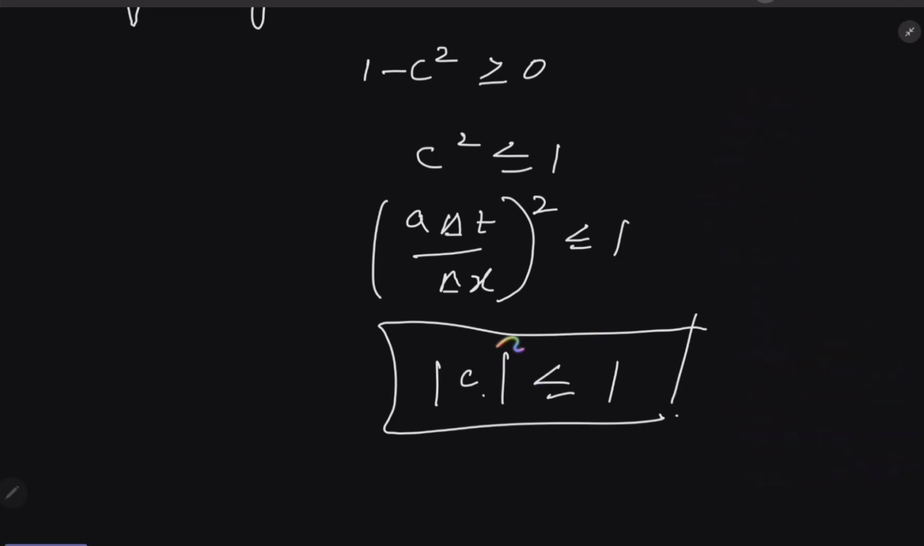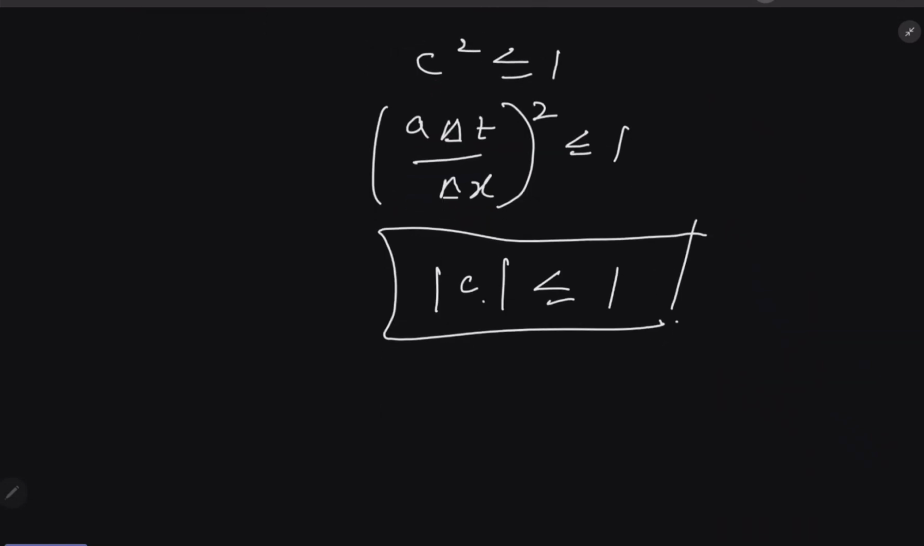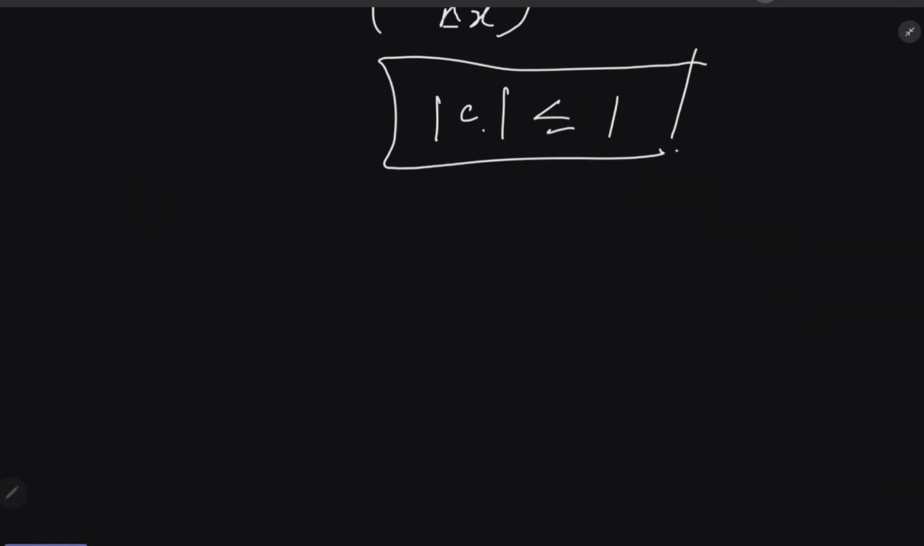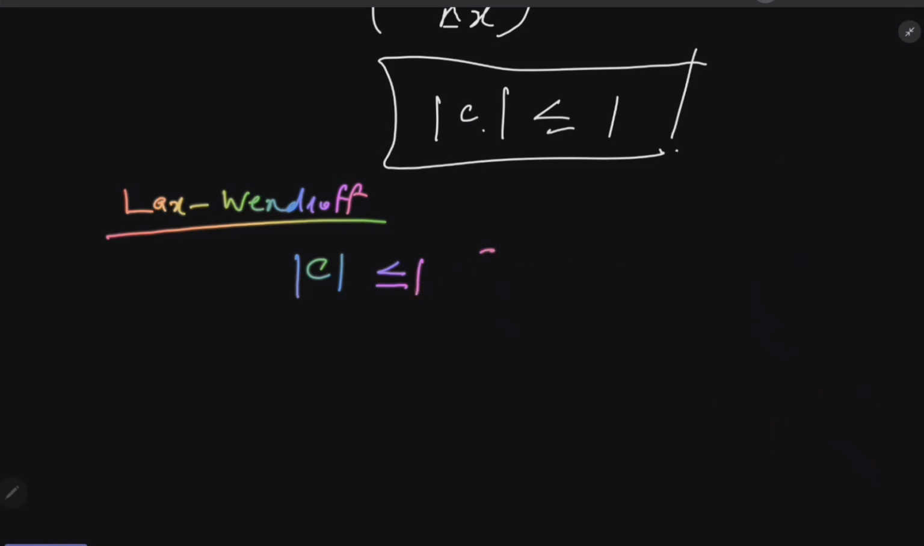So c square should be less than 1, where c is the Courant number. And when we take the square root on both sides, the square root of x square is mod x. So mod c should be less than 1. For the Lax-Wendroff method, it means the Courant number should be less than or equal to 1. That's what we have proved.